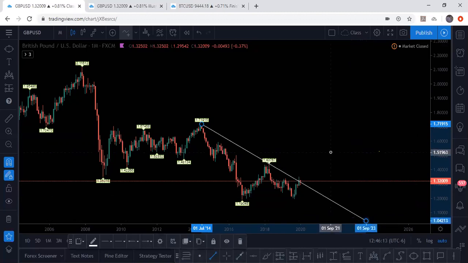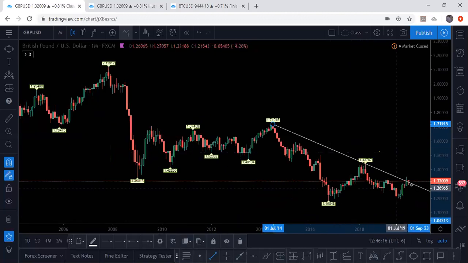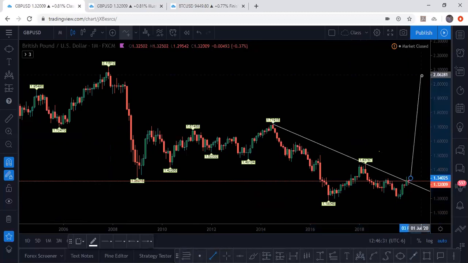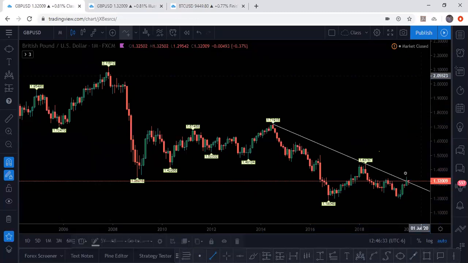On a monthly perspective, I already see that this thing had touched my trend line, broke it up a little bit, came back to retest the trend line, and closed above my trend line. So just from the monthly, we're looking for a potential up. We're looking for up there.